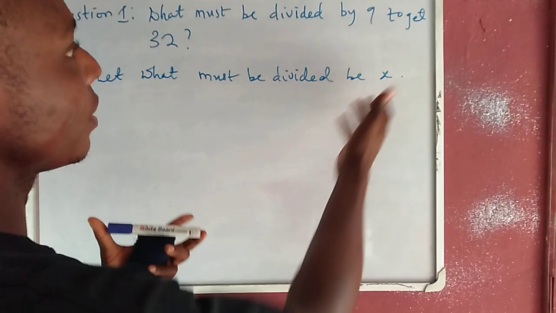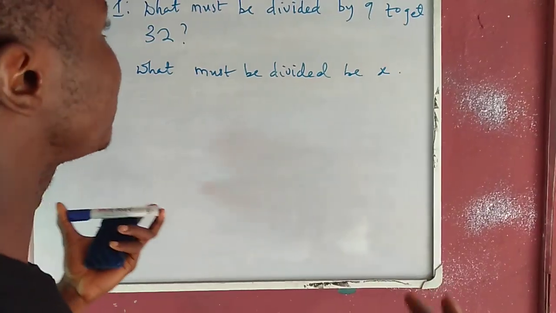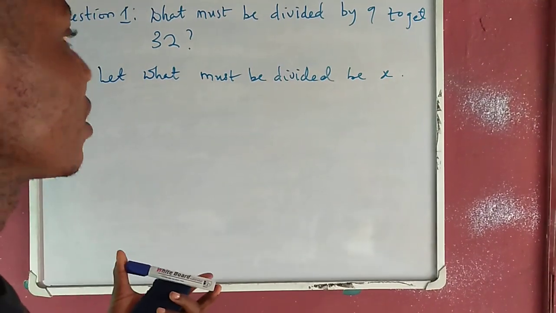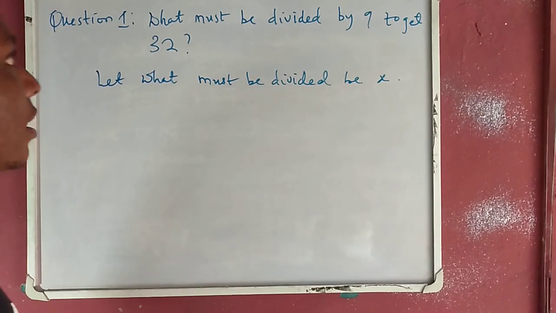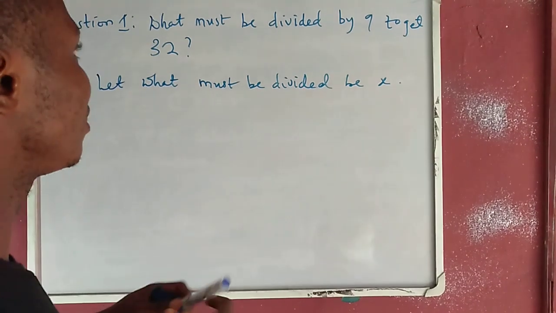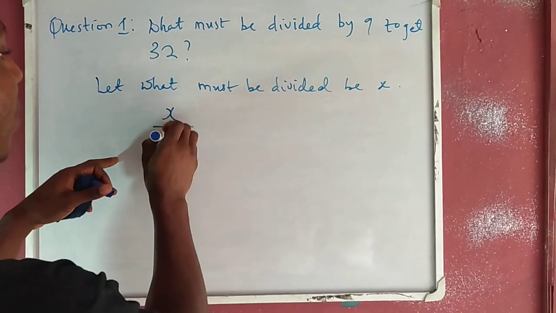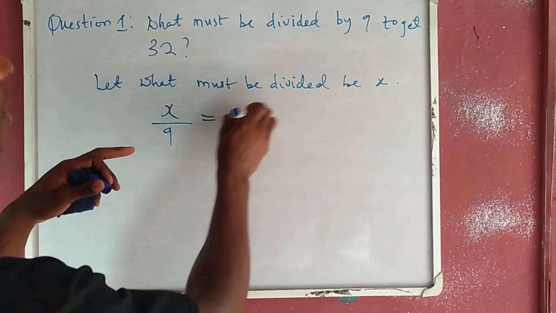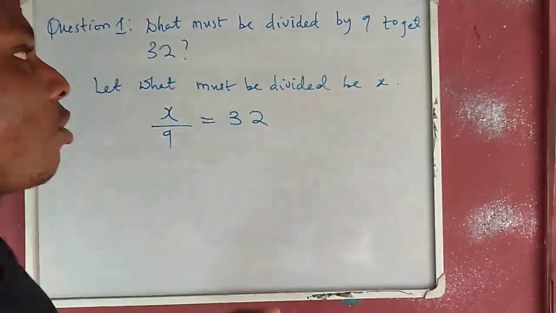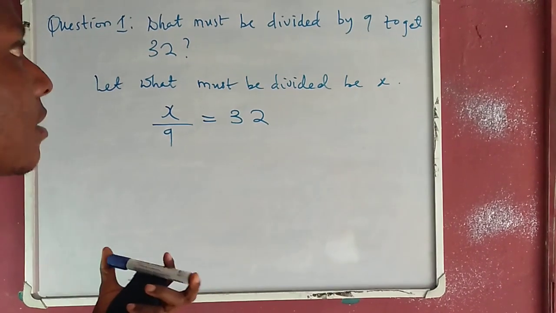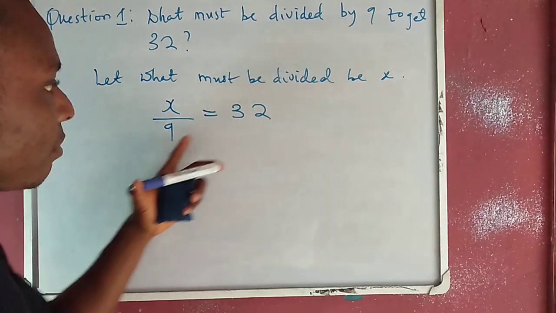So if you do this way, one step of the problem is being solved, because we have no idea what must be divided by 9 to get 32. So we say let what must be divided be X. That's tricky, right? Okay, so we try to establish the equation by saying what must be divided, which is X, divided by 9 is equal to 32. Right? Because they say to get, so of course we know to get must be equal to.